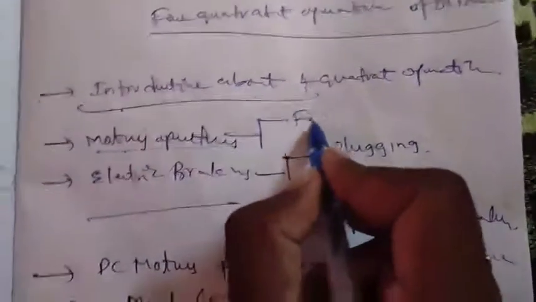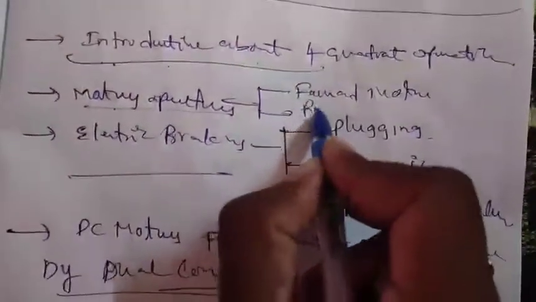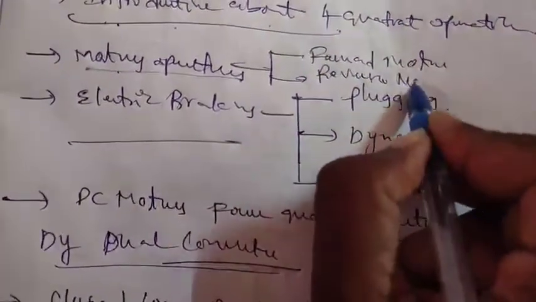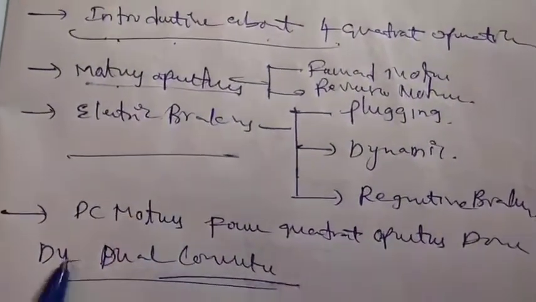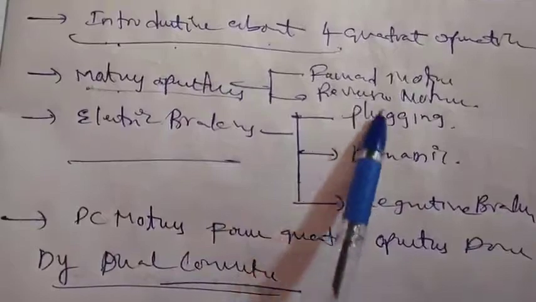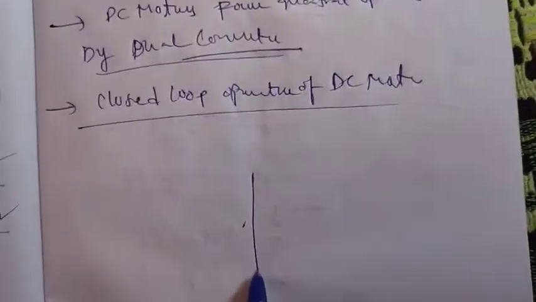Under that, forward motoring and reverse motoring, and braking. For DC motor braking, we have three types: plugging, dynamic and regenerative braking. So I am already telling about four quadrant operation.